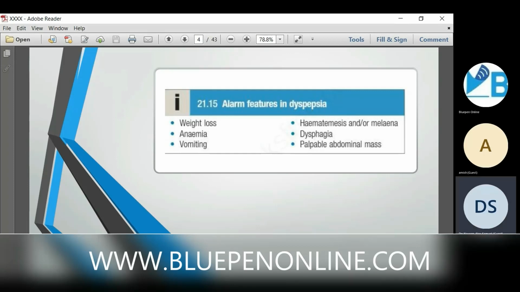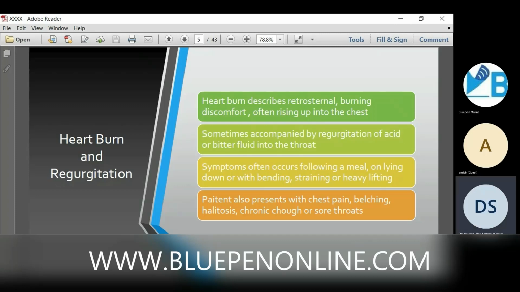These are the alarming features, just keep in mind. Okay, next is heartburn and regurgitation. I told you heartburn describes retrosternal burning discomfort, often rising up into the chest. So there is a discomfort behind the mediastinum, that's the retrosternal region, as in the esophagus, and the person will feel that the irritation or the burning sensation is rising up into the throat, that's up into the chest. Okay. So that is called heartburn.